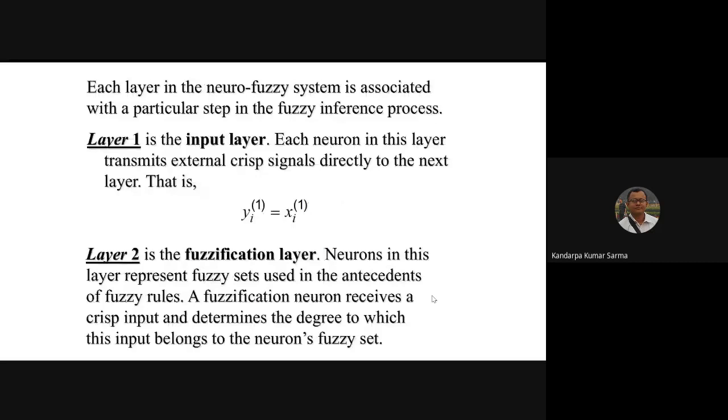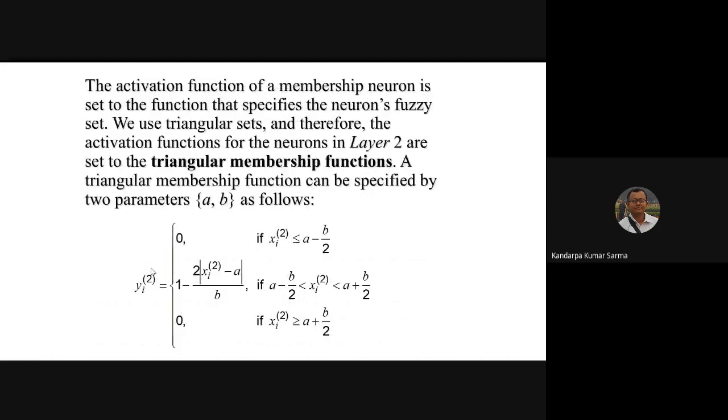So layer one is an input layer. Each neuron in this layer transmits an external crisp signal directly to the next layer. So here is the process. Layer two is a fuzzification layer. There will be a number of membership functions that will be doing the fuzzification. We can use the triangular membership function, the Gaussian membership function, or the bell membership function.